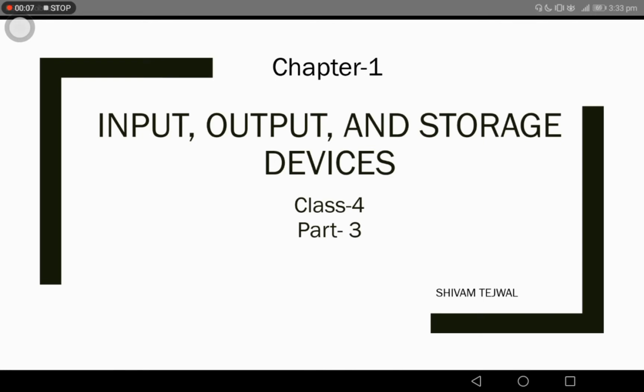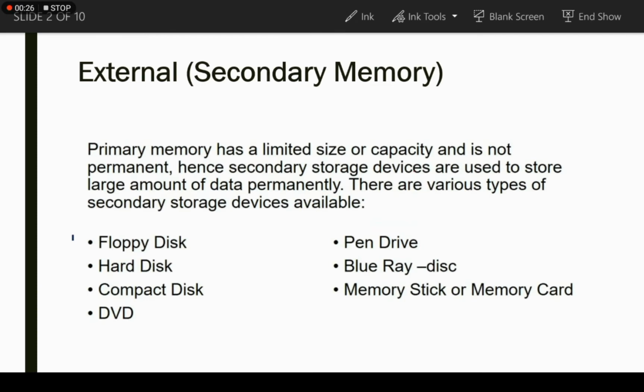So as you know, we are discussing our chapter number 1, which is input, output and storage devices. Today in this chapter we will learn about secondary memory. In the previous class we discussed primary memories, so today we will learn about secondary memories. As you can see, secondary memories are also called external memory.